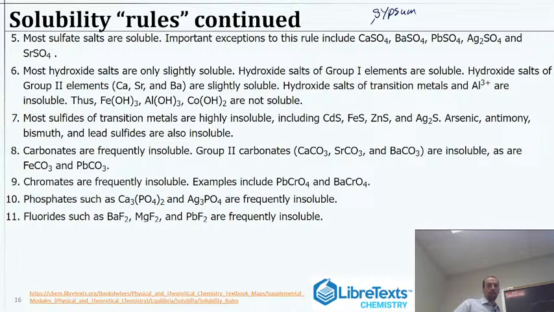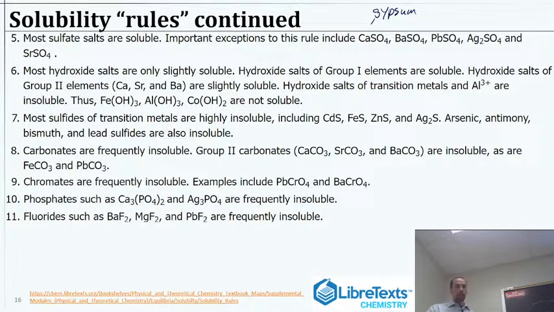Most hydroxide salts are only a little bit soluble. So hydroxide salts with group 1 elements like sodium tend to be soluble. So sodium hydroxide, very soluble, right? That's the base that we use. Hydroxide salts of group 2 elements, calcium, strontium, barium, are slightly soluble. Hydroxide salts with transition metals like aluminum, we talked about this, tend to be insoluble. So FeOH3, AlOH3, cobalt hydroxides, not soluble.